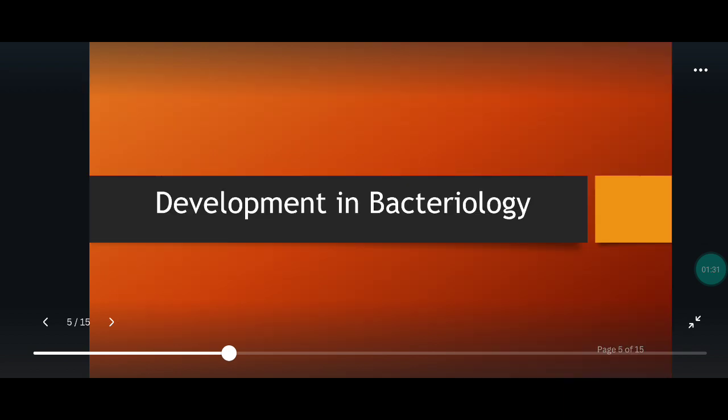Development in bacteriology. Heinrich Hermann Robert Koch, a German physician and microbiologist, discovered the specific causative agent of deadly infectious diseases including tuberculosis, cholera, and anthrax, for which he is regarded as the father of bacteriology.